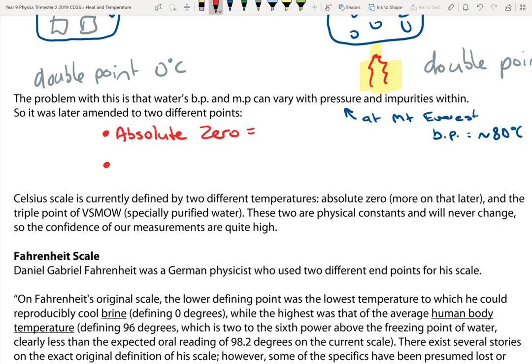Now, we have a conversion. It comes out that this temperature is minus 273.149 degrees Celsius. Pretty cold. And the other one, does anyone remember the other one? Yes. It has a name. Triple point.